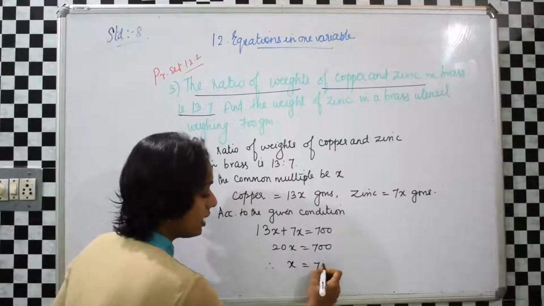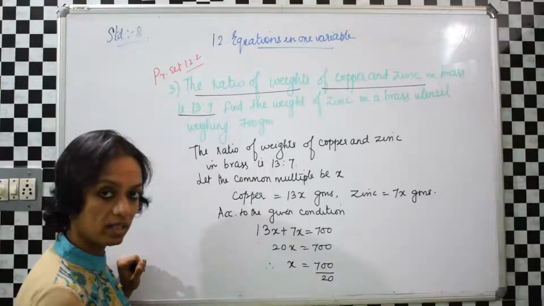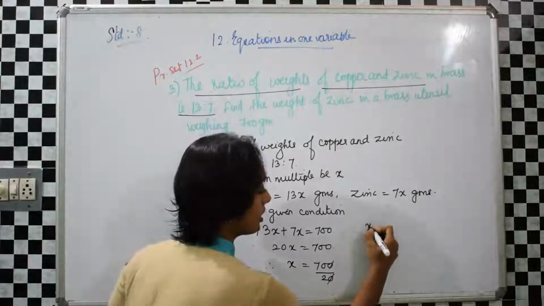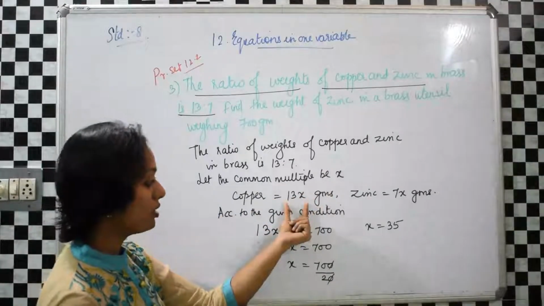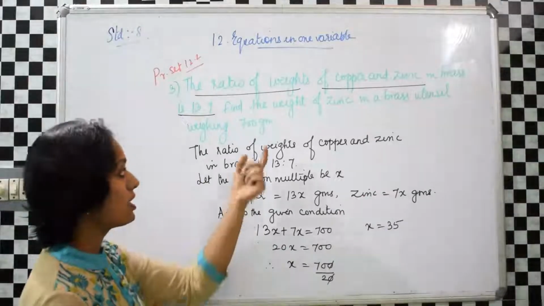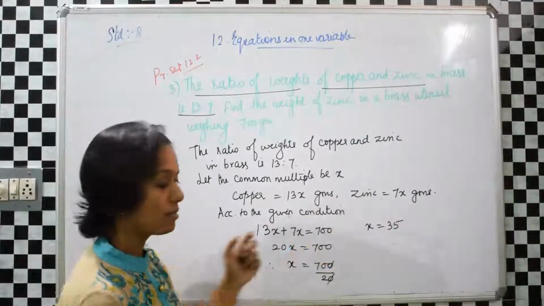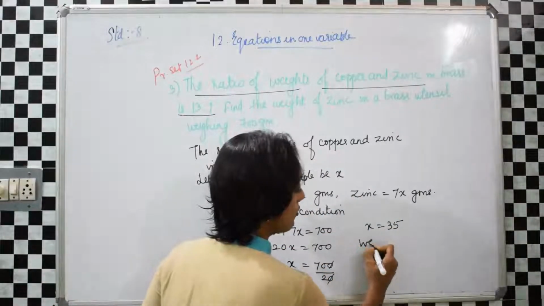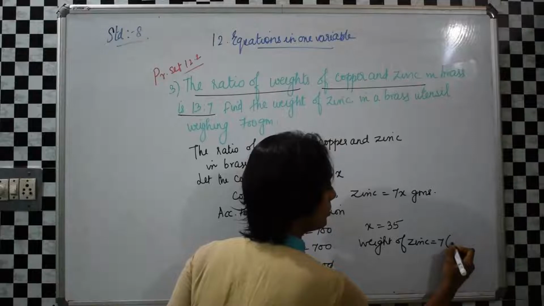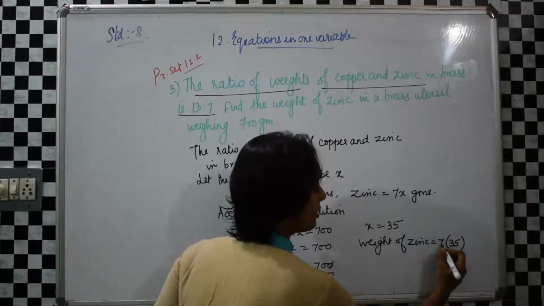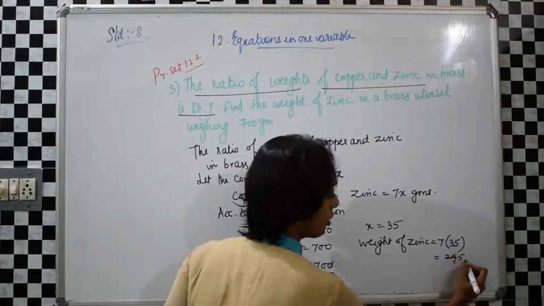I'll keep this x here, I'll take this 20 to the other side, it will go down. So I'll have 70 upon 2, that's nothing but 35. So x is 35 here. Now I'll have to find what is 13x and what is 7x. In fact, they have asked us to find only the weight of zinc, not even copper. So what is zinc here? 7x grams. So I'll write here, weight of zinc is equal to 7 into 35. 7 5s are 35, 3 carry, 7 3s are 21 plus 3, 24, so 245 grams.